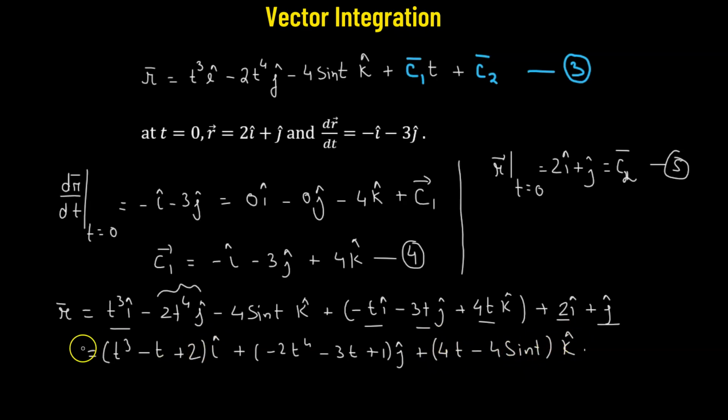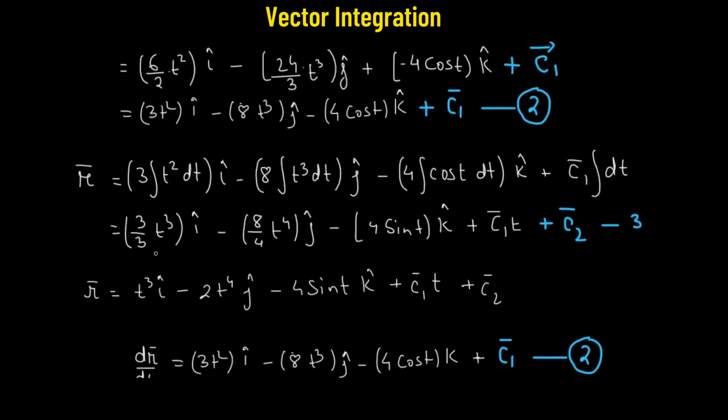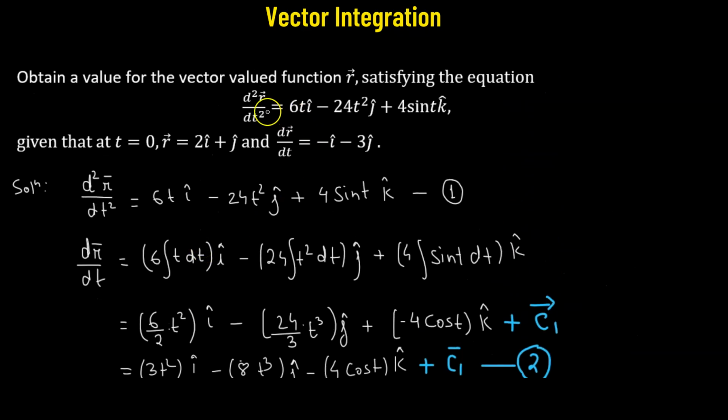So this is going to be the value of the vector valued function r which satisfies our differential equation, the second derivative of r with respect to t equals 6t i cap minus 24t squared j cap plus 4 sine t k cap, provided this condition holds when t equals 0.